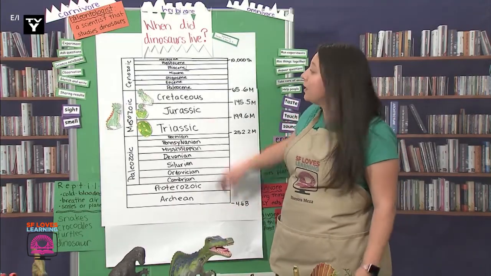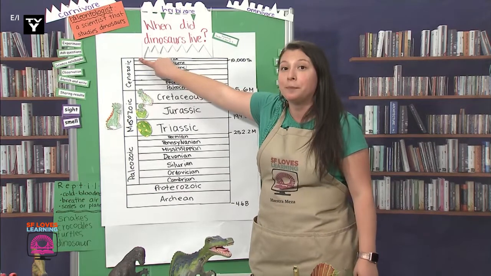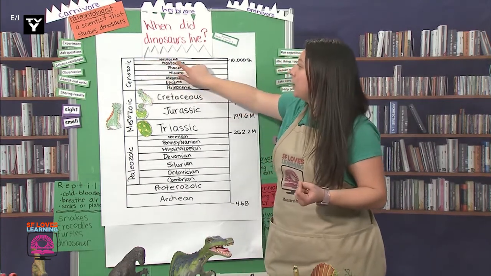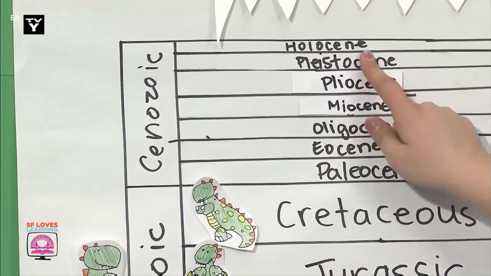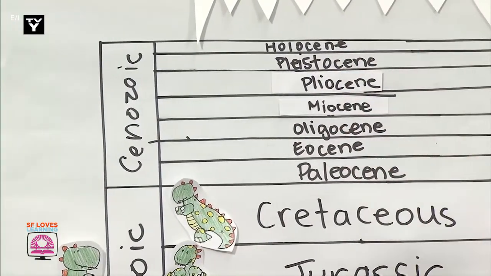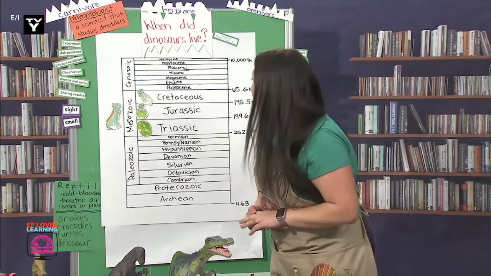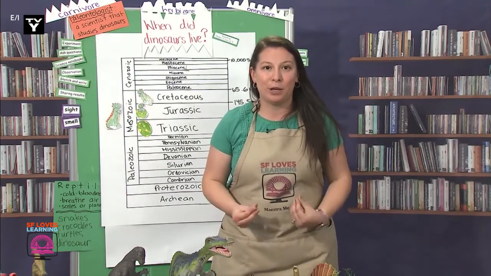We live in the youngest time period, the Cenozoic era, and within that, the Holocene epoch. Humans and dinosaurs did not live within the same time period. When did they live again? Yes, in the Mesozoic period.